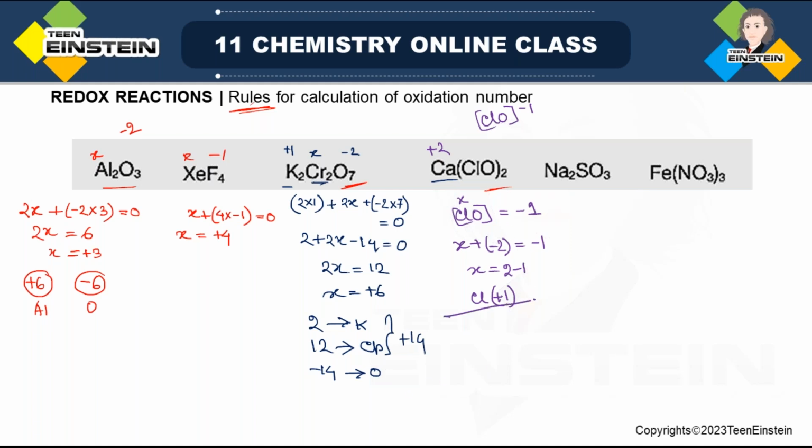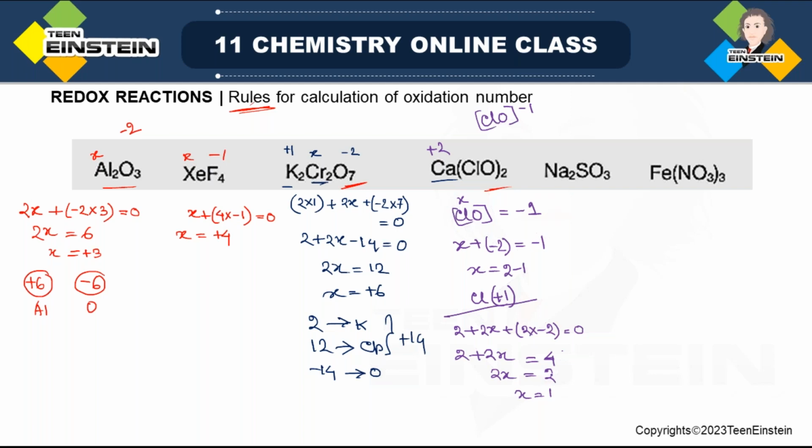Now if we do the overall calculation, for calcium it is 2 plus, then for 2 chlorine atoms it will be 2x, and there are also 2 oxygen, so it will be 2 into minus 2. Now you have to write the overall charge as 0, because now we are considering the whole molecule. So it is 2 plus 2x minus 4. So 2x is equal to 2, so x is equal to 1. So whether you do the calculation by breaking the molecule into cation and anion, or in this way, it is fine.